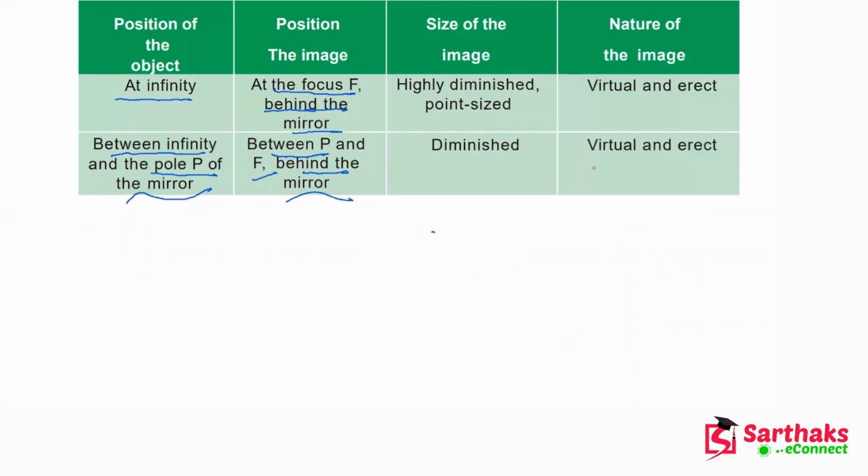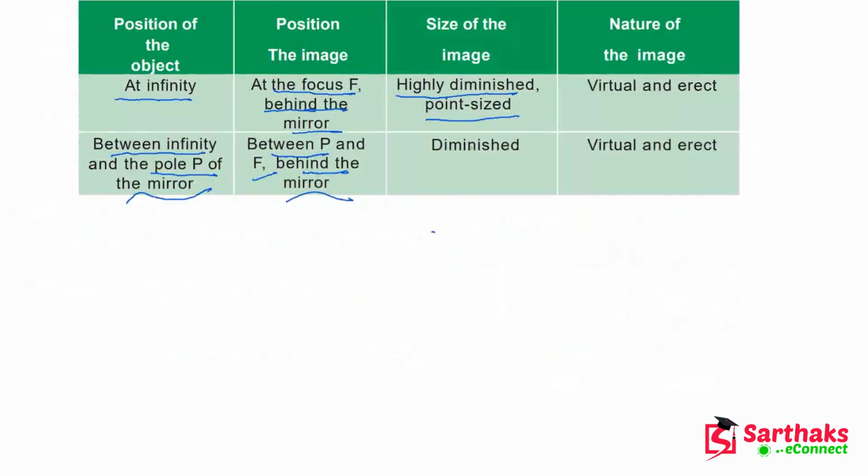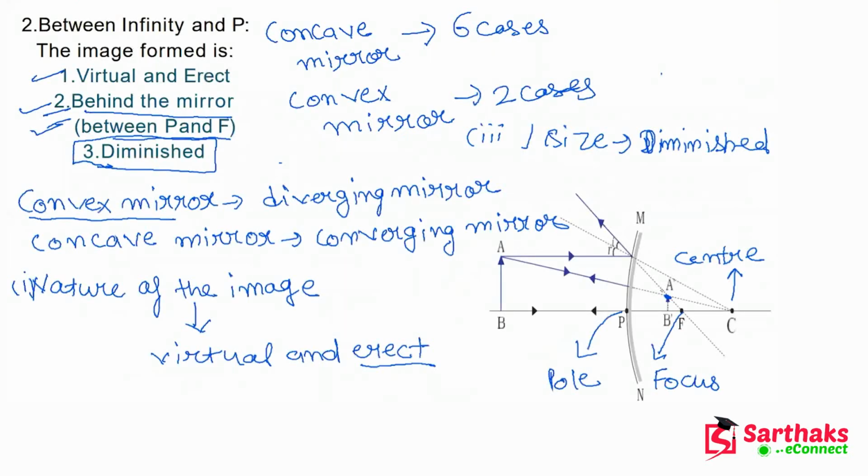So, if I talk about the size, then in the first case, the image was highly diminished. It was a point size image. You can see here, it is a point size image. But in this case, the image is diminished. It is not point size, but it is also diminished. It is smaller than the object.